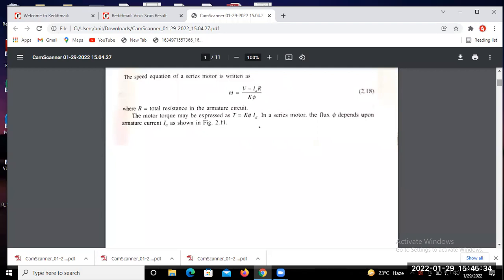So field coil and armature coil are connected in parallel in a DC shunt motor, and field coil and armature coil are connected in series in the series machine. This is the main difference between the series motor and shunt motor. We are talking about the motor. So again, just tell me, what is the voltage equation in the DC series motor?